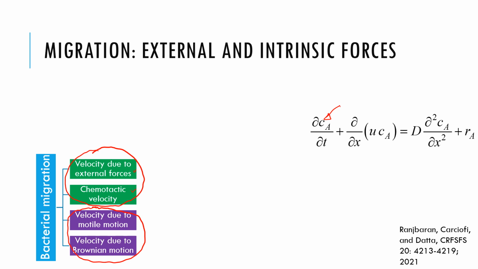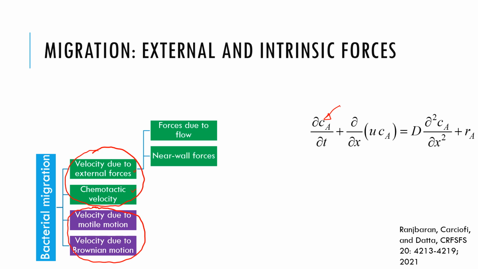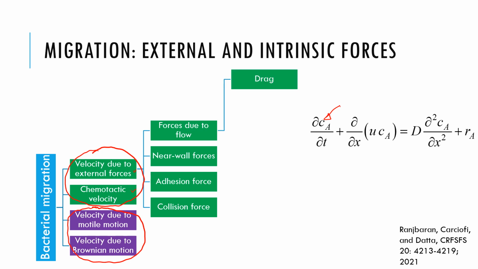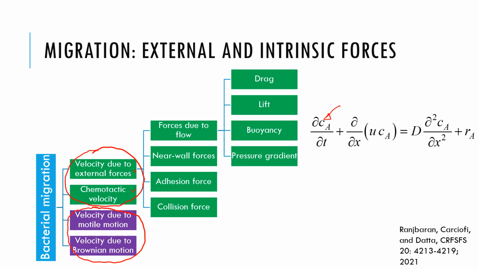So let's break down this velocity due to external forces. What external forces are we talking about? External forces can be forces due to flow. When the bacteria is near a surface, there can be near wall forces, adhesion force, collision force, and so on. And then further breaking down, what is force due to flow? When the bacteria is flowing, it can experience a drag, it can experience a lift, just like any other particle, or it can be buoyancy or pressure gradient, and so on.